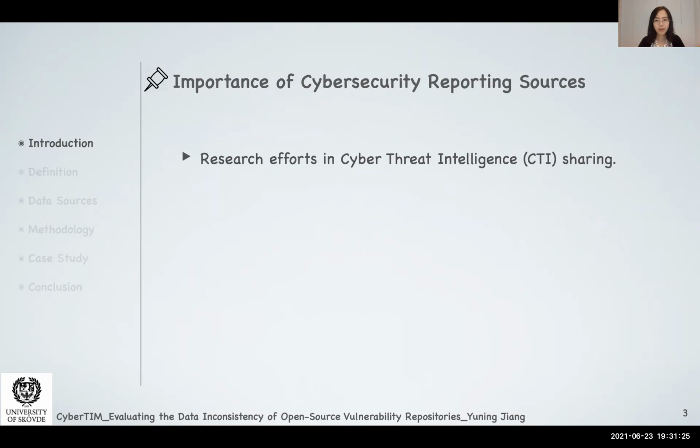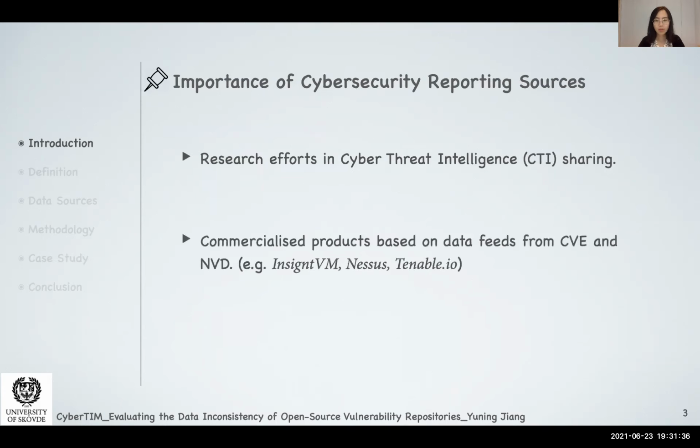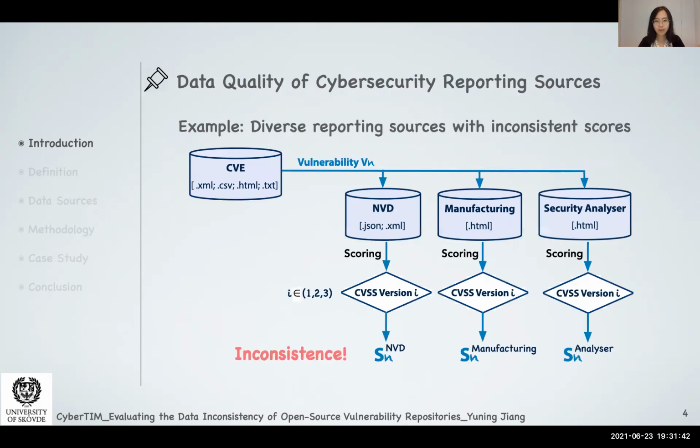Such security practices involve checking latest vulnerability reports from accessible cybersecurity sources. There also exist various commercialized products that are based on data feeds from these public data sources. Data quality of the cybersecurity data source is therefore a key aspect to investigate.